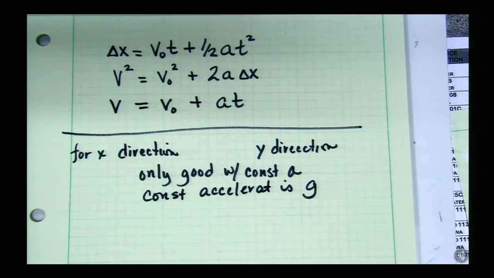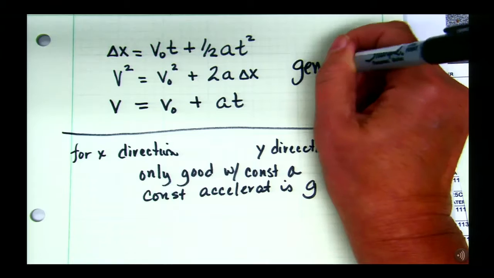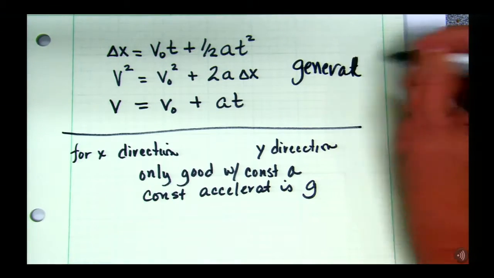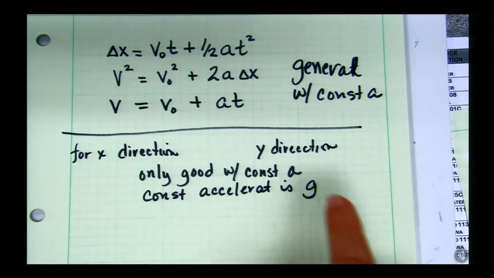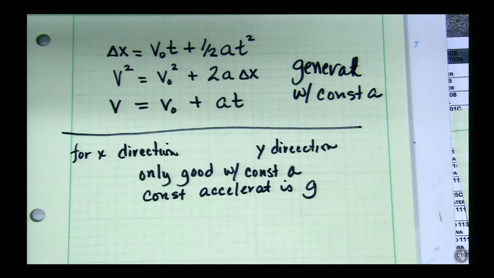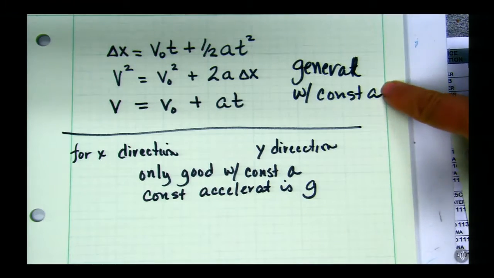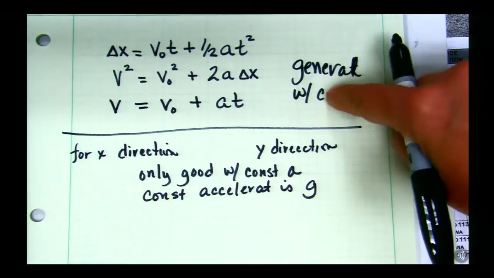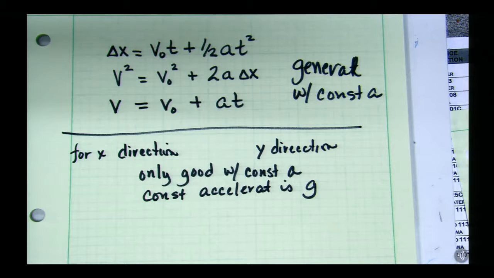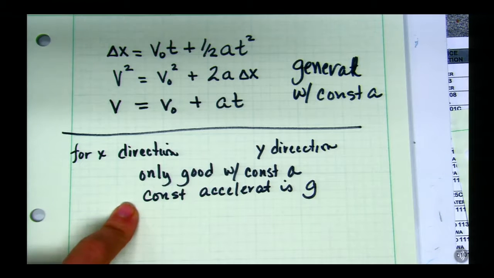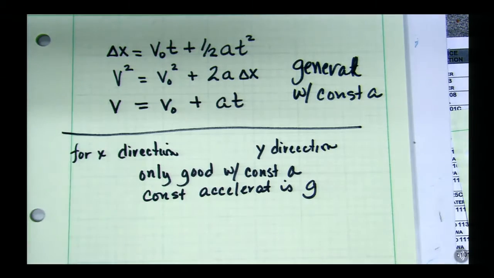So this is general with a constant acceleration. Anytime I have a constant acceleration, like in my car or that airplane that's taken off, I can use this in any case, as long as my acceleration is constant. If I have a variable acceleration, I can't do it. This only works when I have a constant acceleration. This is when we start dealing with motion in 2 dimensions, and in my motion in 2 dimensions, the only acceleration that I have is gravity.